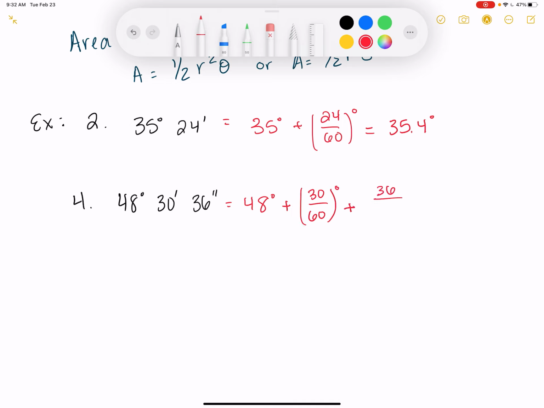A good hint is if you just have minutes, you have one decimal place. If you have minutes and seconds, you're going to have two decimal places. Why do we have to divide seconds twice? Because it's got to go seconds to minutes, minutes to degrees. You're just doing two conversions in one step. What's the value? 48.51 degrees.